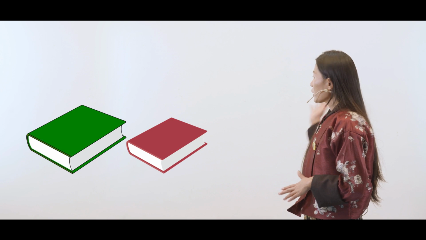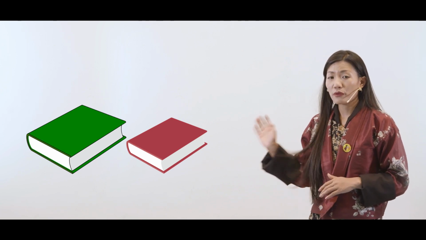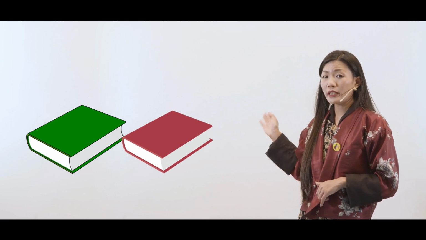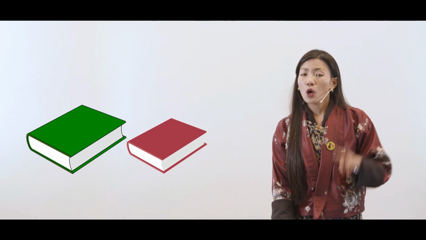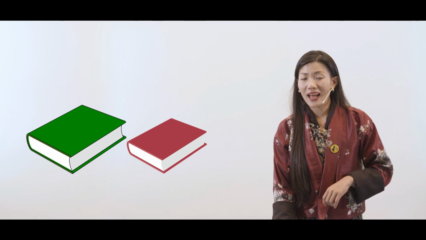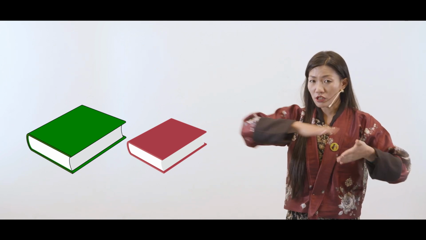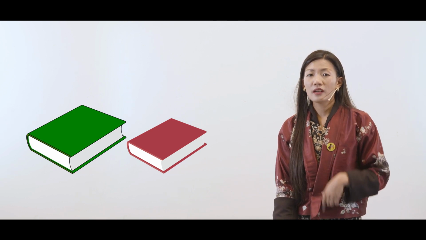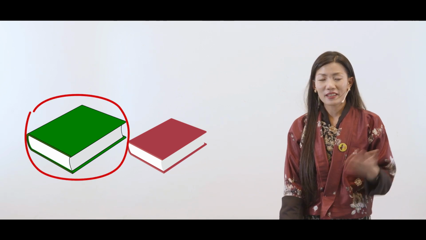Let us try it once more. This time, look at the two objects. Both of them are books, right? We have a green book and we have a red book. Now look carefully. Which of these two books has a bigger surface area? The green book, right? Well done.